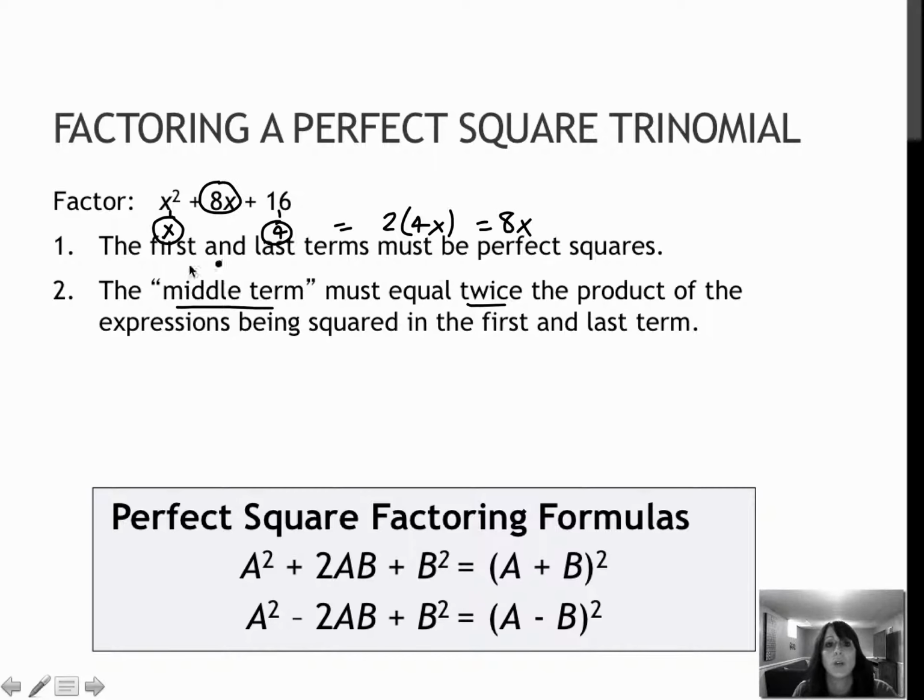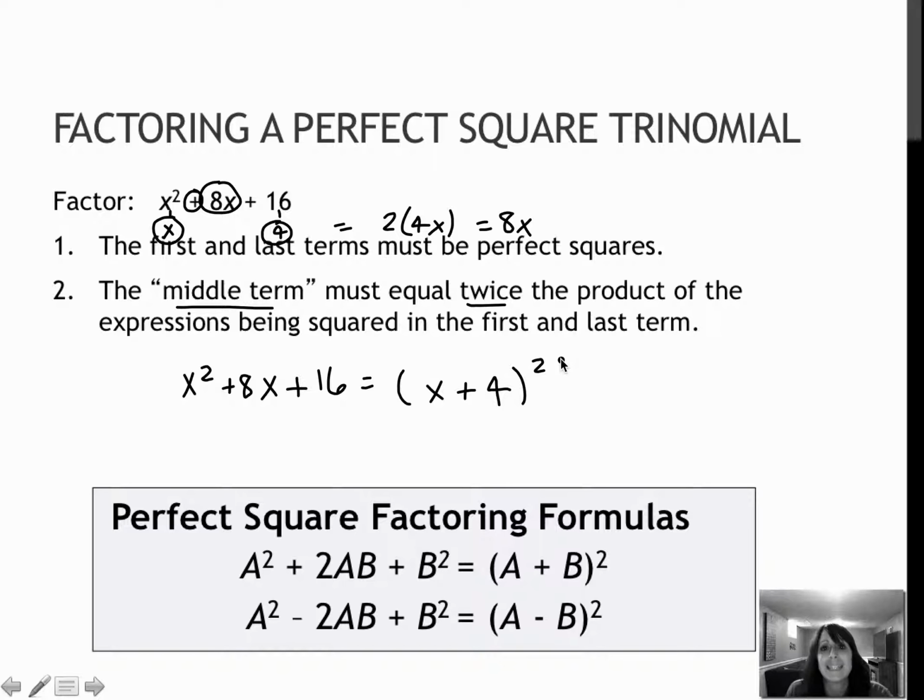So because it fits this description, I'm going to use my perfect square factoring formula that says it's those two values with a plus in between. So my factorization of x squared plus 8x plus 16 is x plus 4 quantity squared.